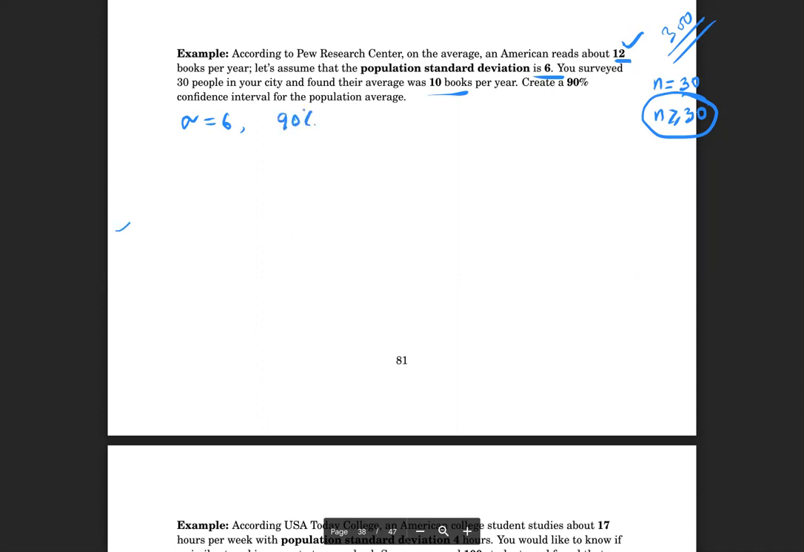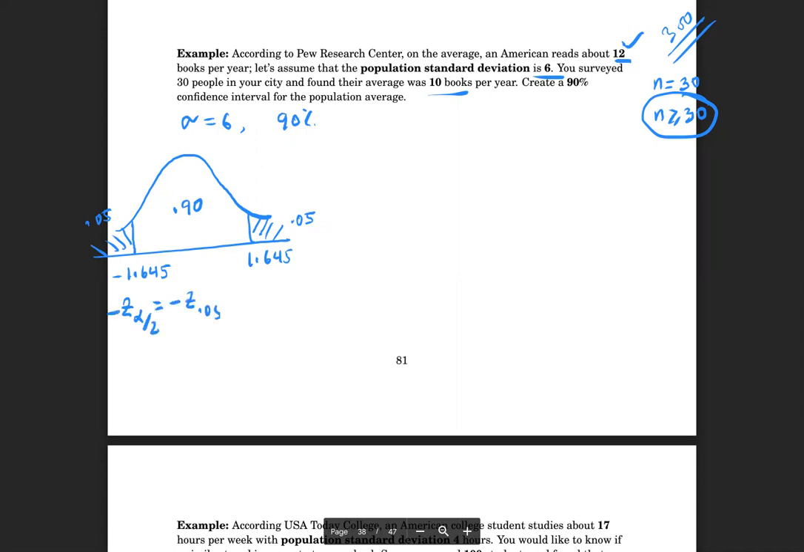And I'm going to draw it. This is a standard value. This is going to be negative 1.96. Sorry, 1.645. Is it 1.645? Yeah, 1.645. Negative 1.645 and positive 1.645. And this area is 0.05, this area is 0.05, and the middle is 0.90. This is your z sub alpha over 2, which is z sub 0.05, and this is z sub alpha over 2, which is z sub 0.05.